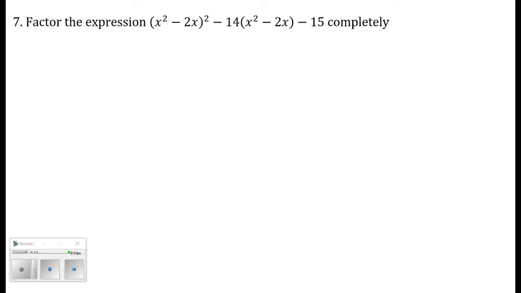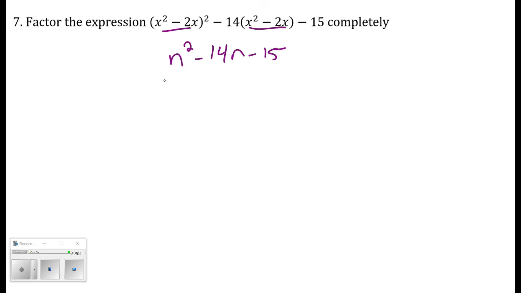7. Factor this expression completely. So this is one of those where I look at it and I get frightened, but I'm not going to freak out because I notice that it's really a quadratic. It's something squared minus 14 times something minus 15. It's something squared minus 14 times that same thing minus 15.